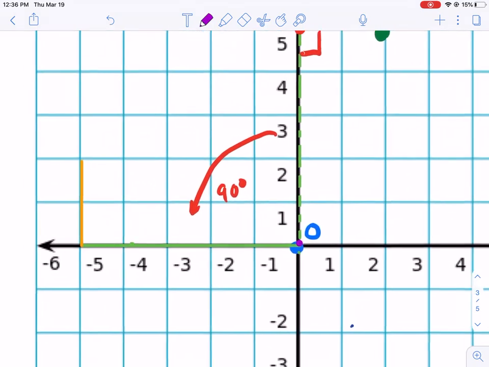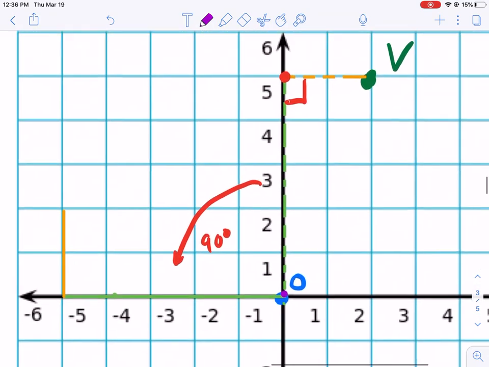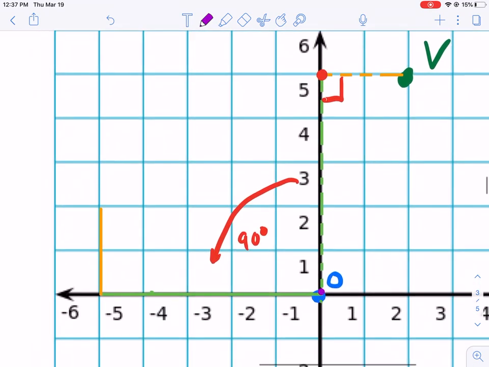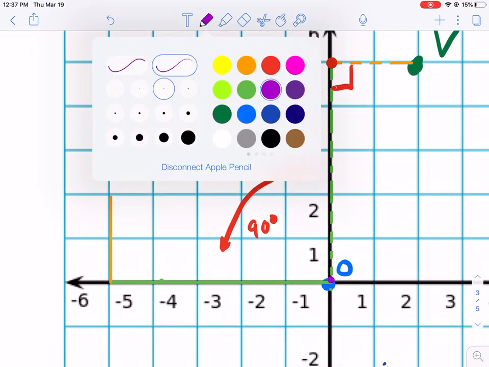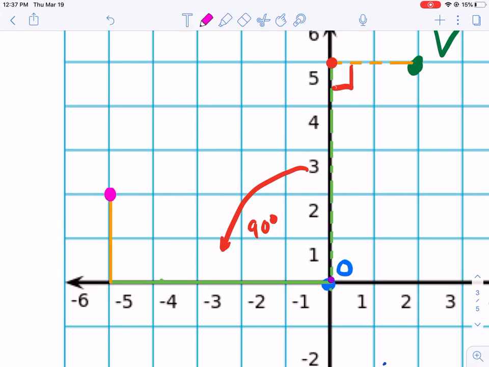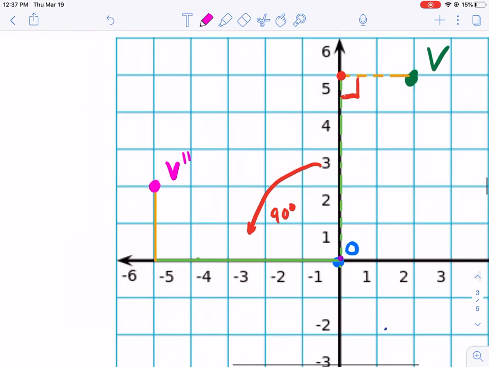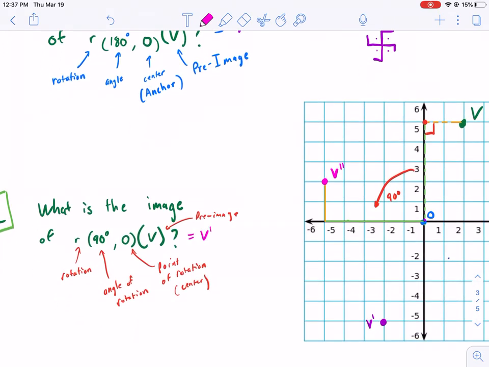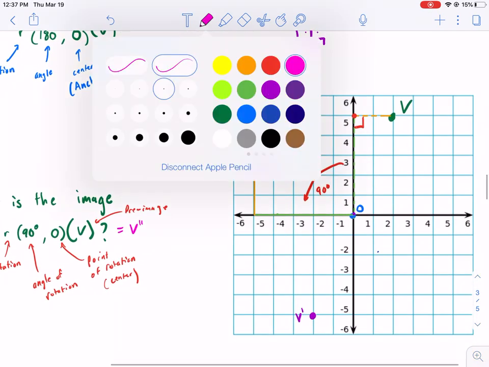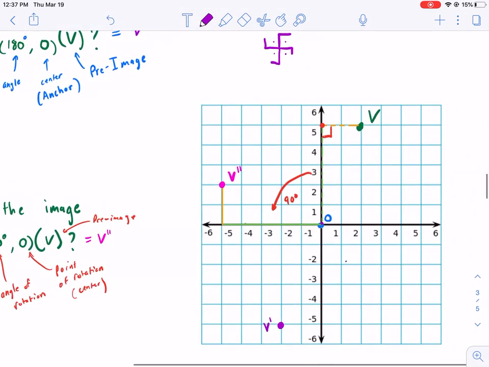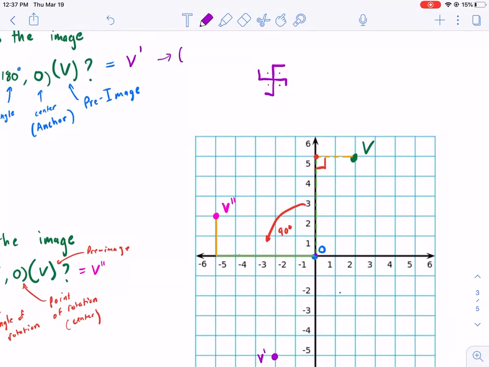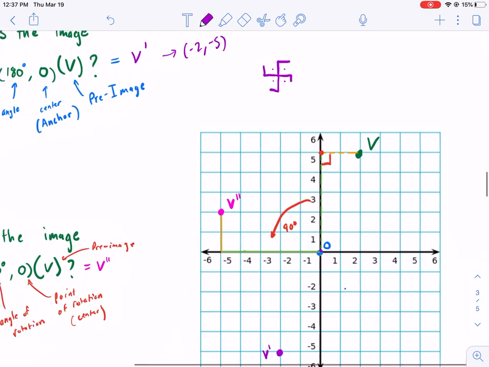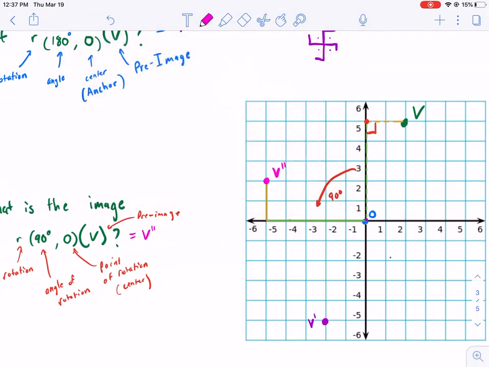So now that I've built my supports, my green line that goes 5, and then my orange line that goes 2 units, I can drop down my new point, and I'll call this V double prime. So now I know where V double prime is. That's V double prime. I didn't write down the location, so I should do that first real quick. This is the point -2, -5. My V double prime is -5, +2.